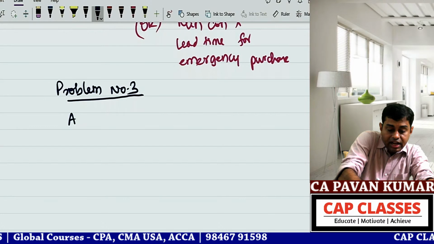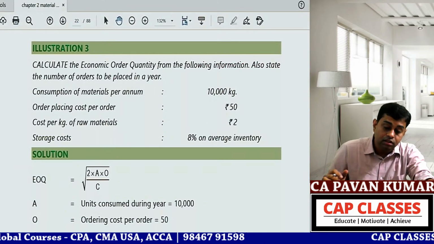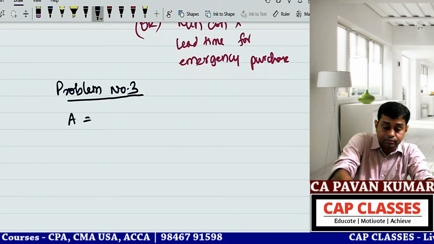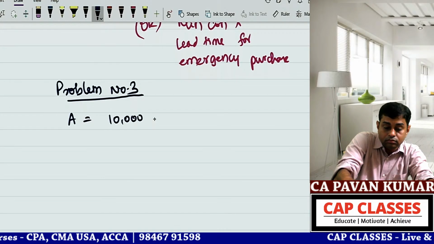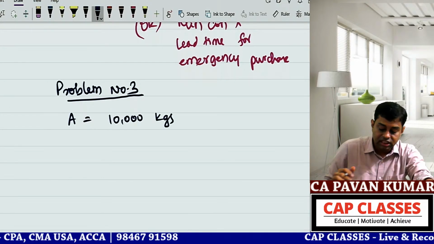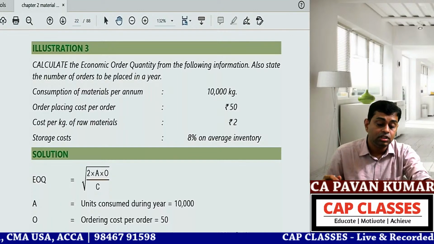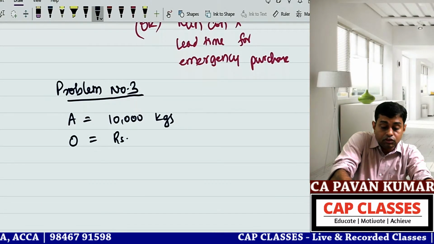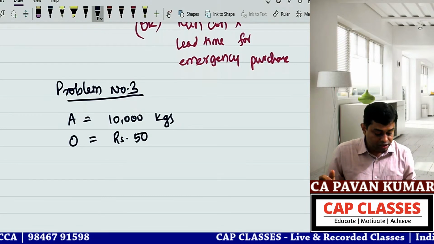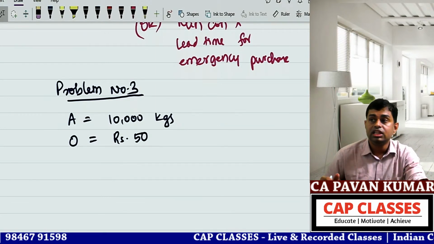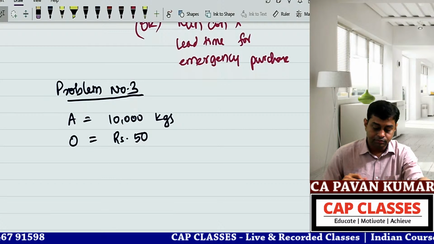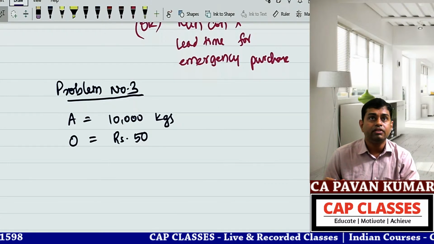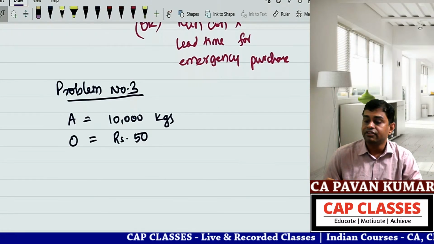Under that, A is equal to, given in the question, what is A? 10,000 kgs. A is equal to 10,000 kgs, correct? Then O is equal to 50 rupees, correct? Then carrying cost is also given.